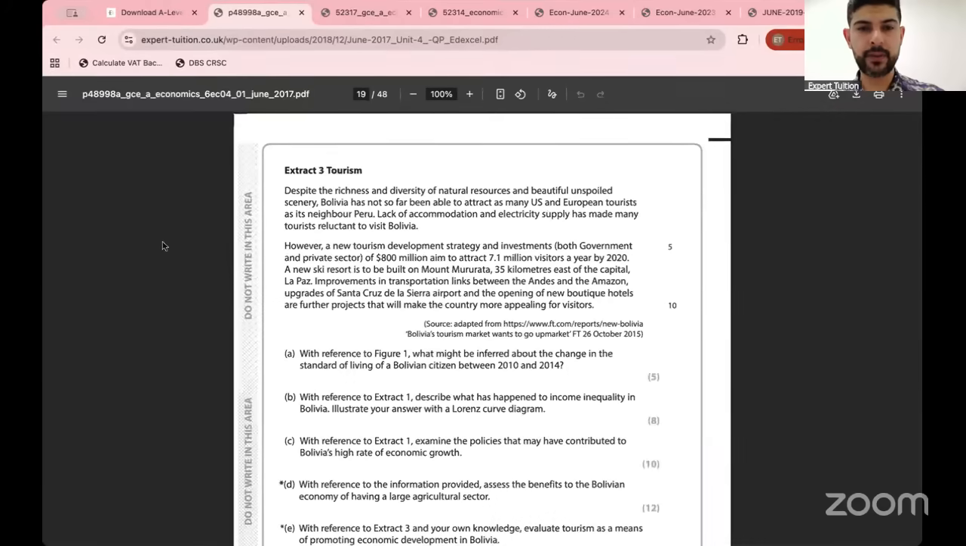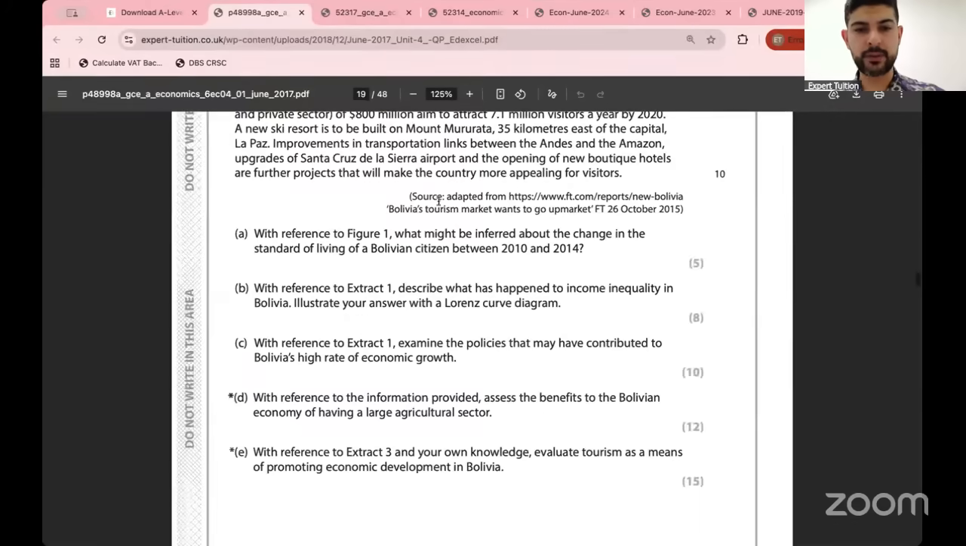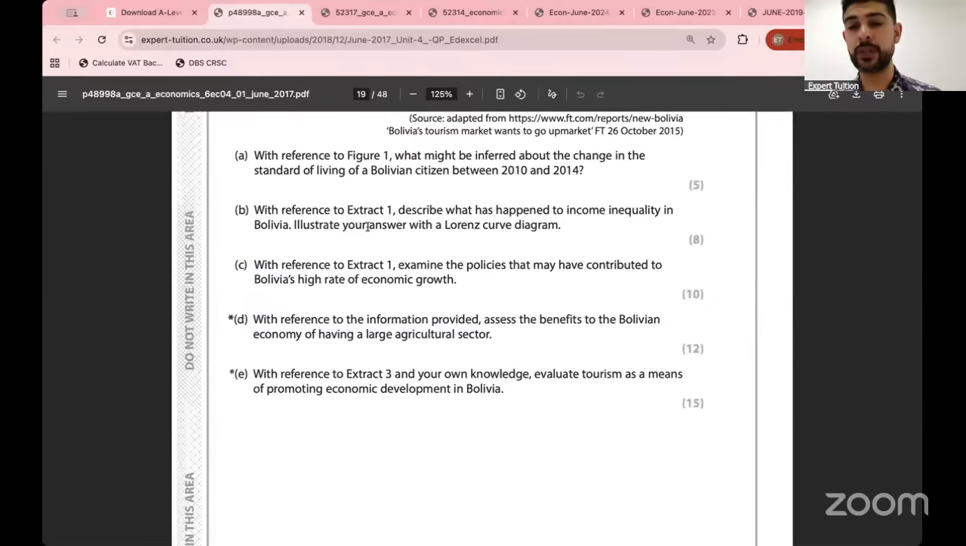So the 15 marker was this. It says, with reference to extract 3 and your own knowledge, evaluate tourism as a means of promoting economic development in Bolivia. Right, let's change the question. So what we're going to instead do is this: evaluate the microeconomic and macroeconomic effects of Bolivia developing their tourism sector. And I can't tell you how easy this question is, yeah? And how you need to write so fast to get the marks here, yeah?